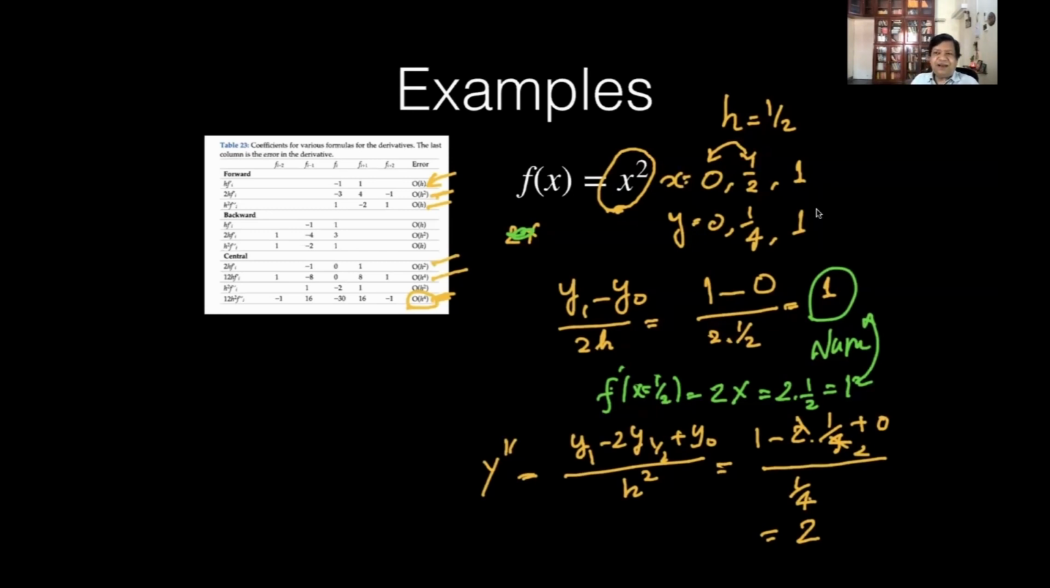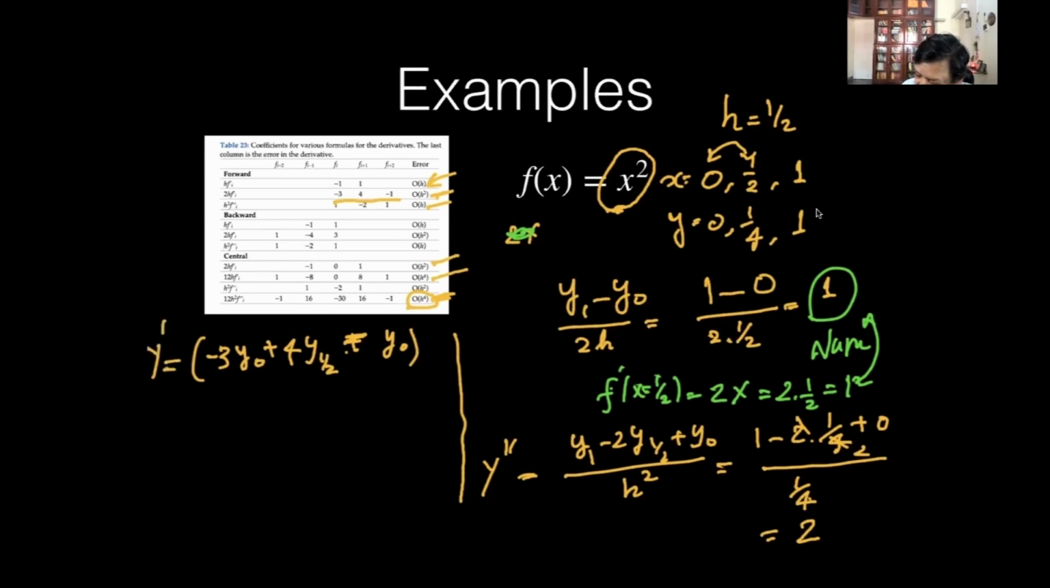And now I can also do other derivatives. I mean forward derivative. Let's do forward derivative. I have less space left, but I do forward derivative with 3 points. So I should use this table here: minus 3, 4, minus 1. So minus 3 y0 plus 4 y half minus y1, divided by 2h. So divide by 2h is 1. Okay, so this is my y prime at 0.